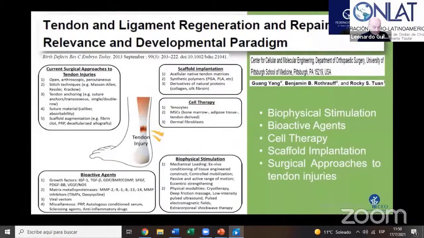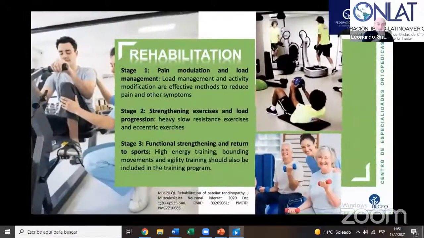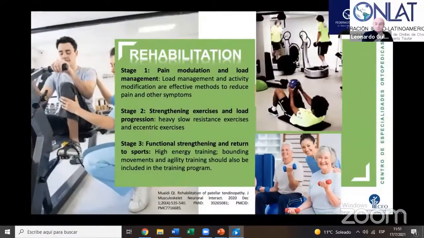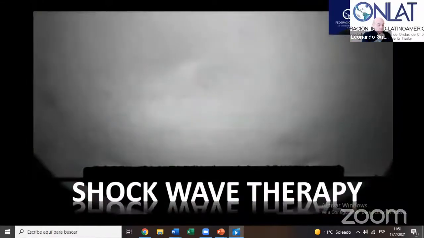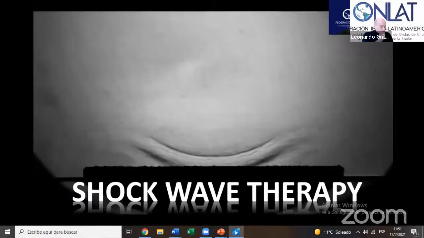There are many reviews on possible treatments in tendinopathies, such as biophysical stimulation like shock waves and electromagnetic fields, or laser, bioagents, cell therapy like stem cells or PRP, scaffold implantation, and surgical approach to tendon injuries. There are many possibilities of treatment, but rehabilitation is the cornerstone of three phases of treatment. The best current therapeutic alternative is the use of shock waves.